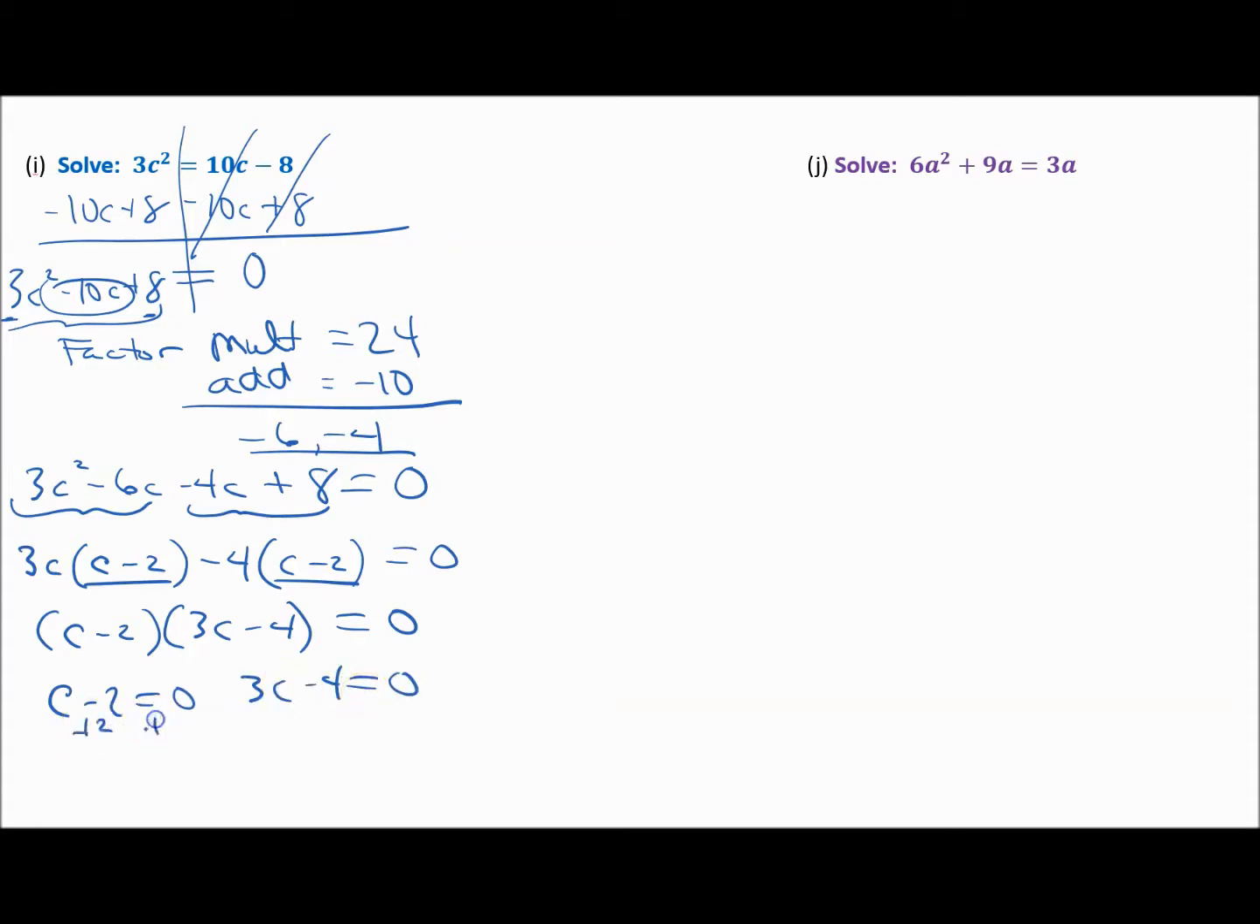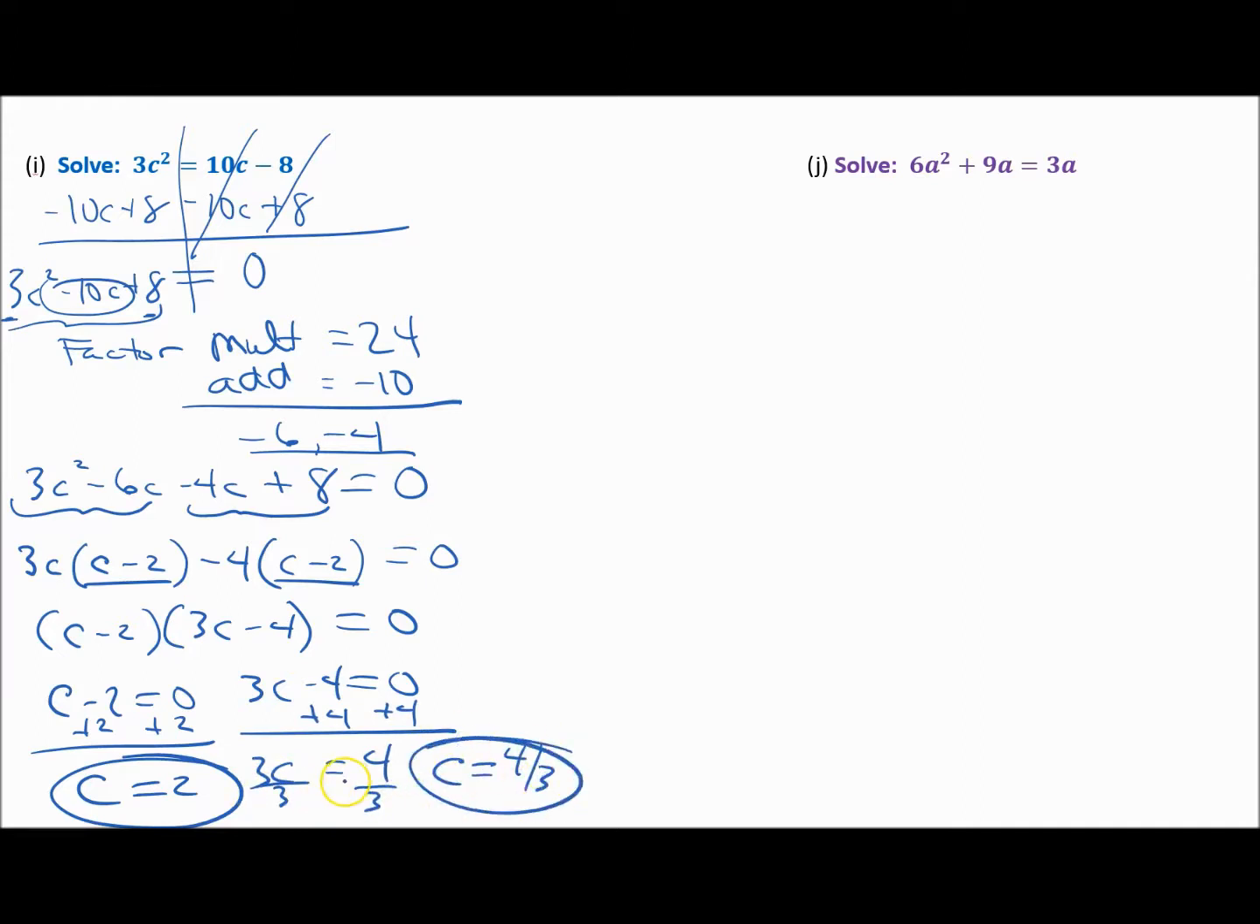I add 2 to both sides of the first one, and I get c equals 2 as one of my solutions. I add 4 to the second equation. I get 3c equals 4, but I still must divide by 3 to get c equals 4/3 as my second solution. Again, I encourage you to check. I'm going to move on.